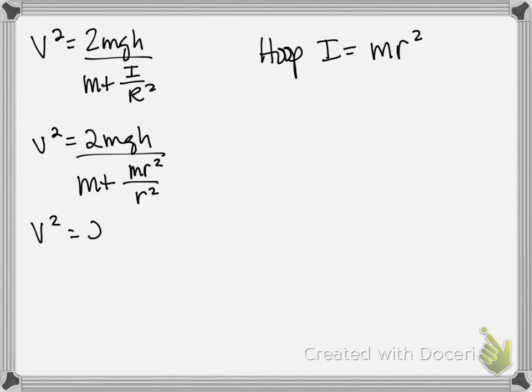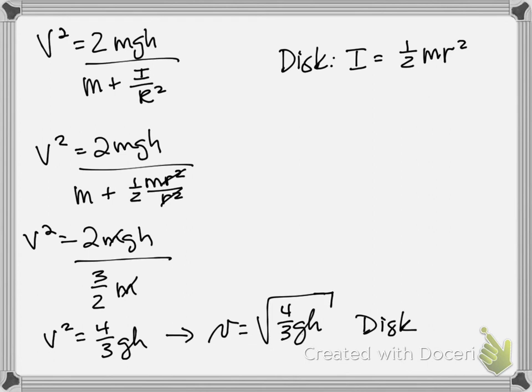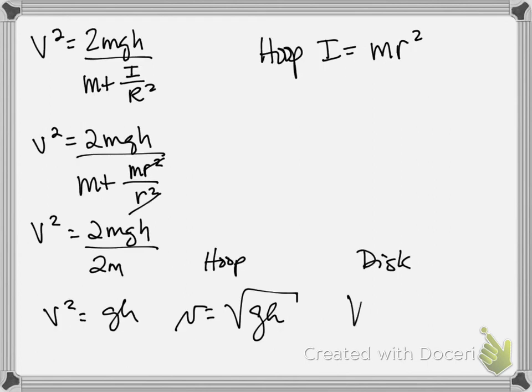Now I have m plus mr squared over r squared. So v squared is 2mgh. What do I have downstairs? M plus m is 2m. So v squared equals gh, and v equals the square root of gh. So that's for the hoop. Compare that to the disk, which is the square root of 4/3 gh.